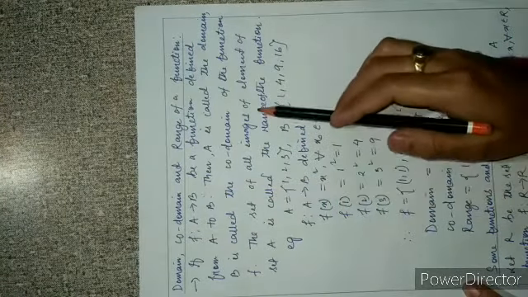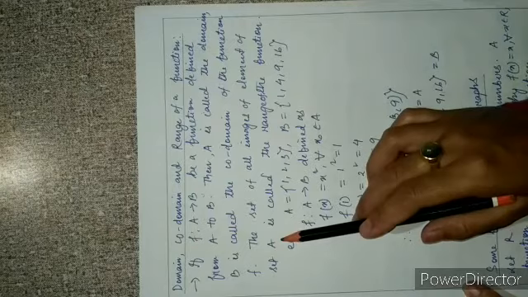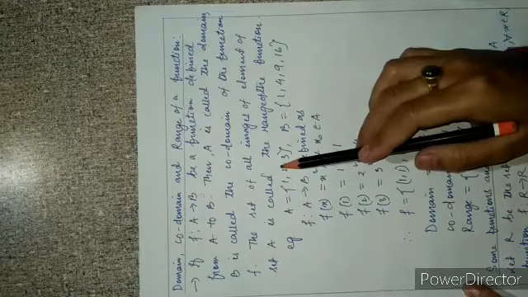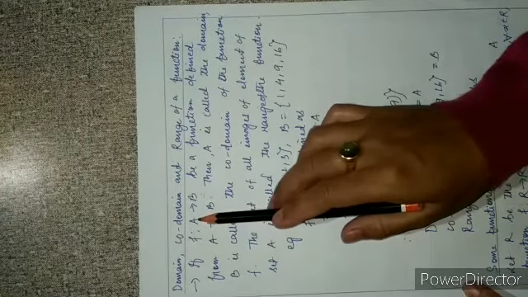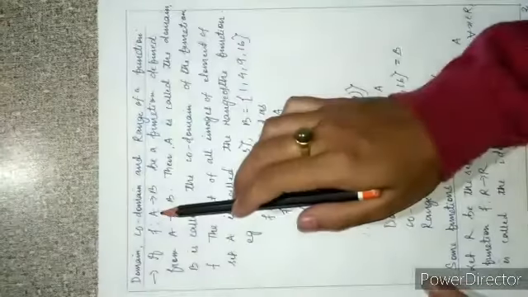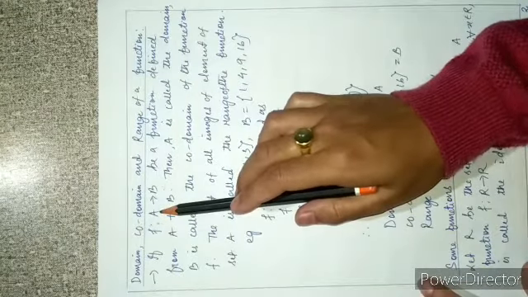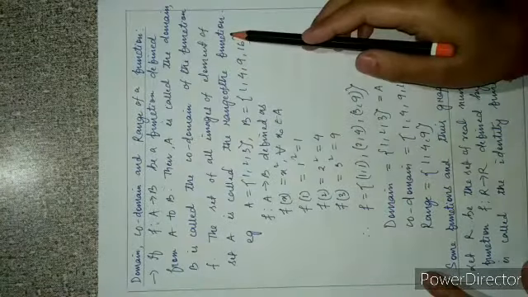And the set of all the images of elements of the set A is called the range of the function. The set formed by all the images is called the range of the function.